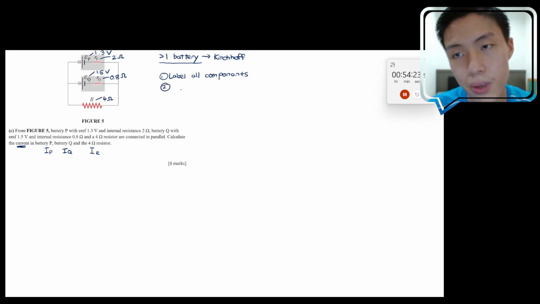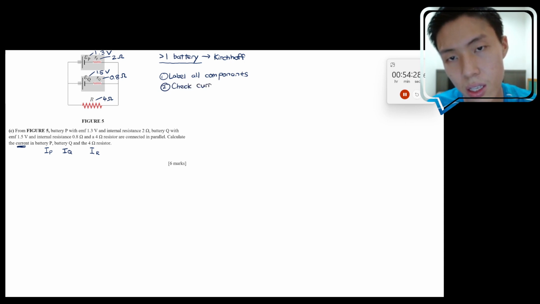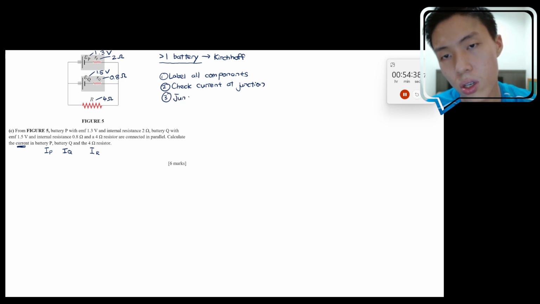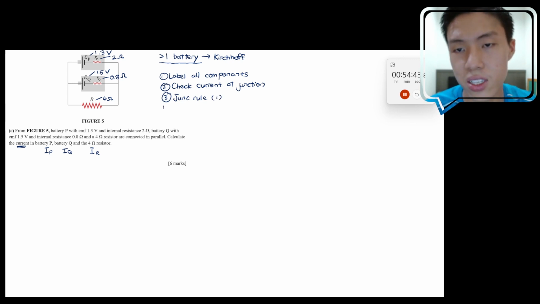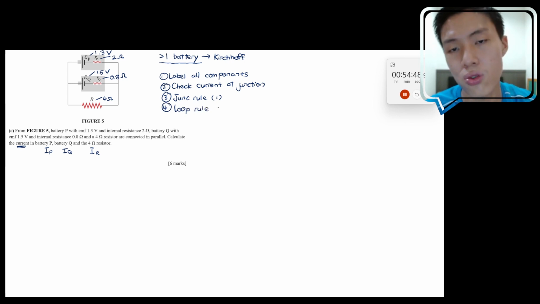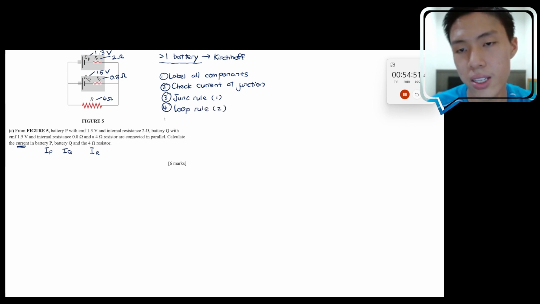Second step will be to check the current at junction. Once everything is logical, then we proceed to do your junction rule. Junction rule usually one equation, usually, not necessarily. Loop rule usually there's two equations, also not necessarily true, sometimes just one is enough. Last step, you do your substitution, you arrange your equation, then you solve your equation, usually using calculator.